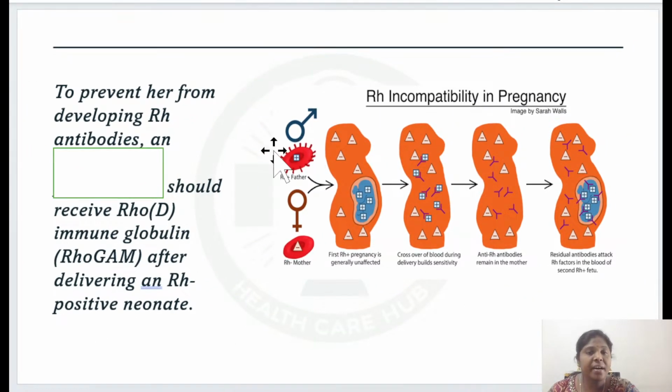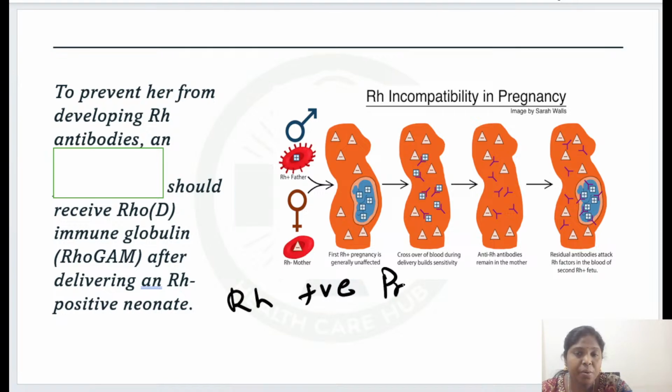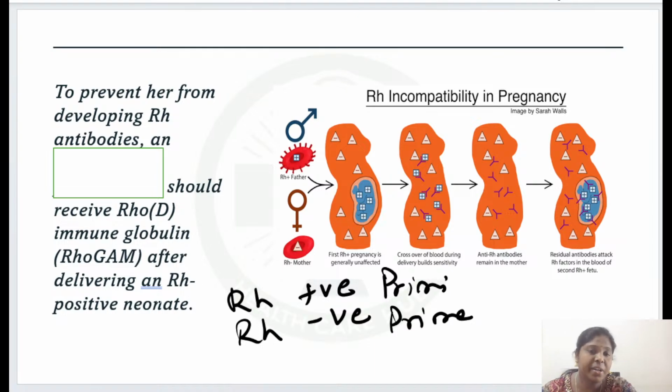Next. So to prevent her from developing Rh antibodies, the mother should receive RHD immunoglobulin after delivering an Rh positive neonate. So the question is regarding an Rh positive primi or Rh negative primi. So what can be the reason? Is the mother an Rh positive mother or an Rh negative mother?